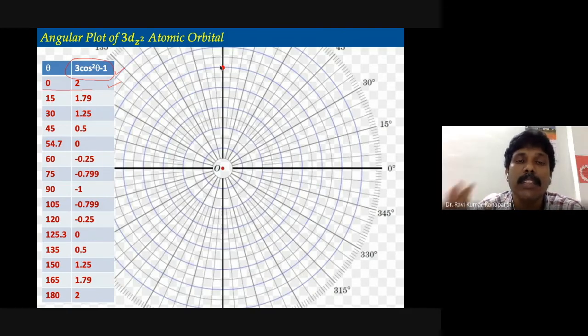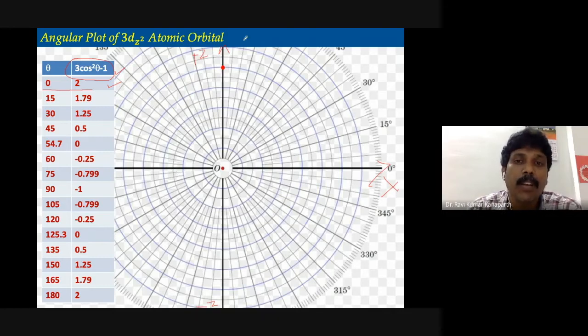Please remember that theta is defined from the positive z-axis. So you always start from the z-axis, as per our notation or convention. We have taken this as the z-axis. This is a positive z and this is a negative z. This is our x, and y is pointing towards us.